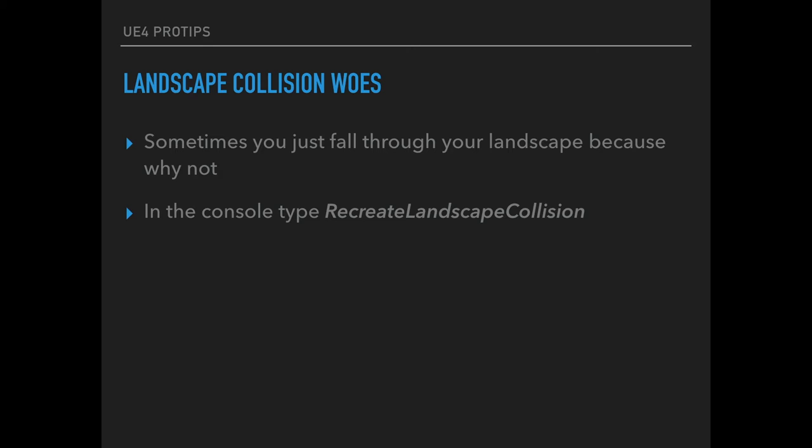Another way to fix it when it's doing that is you get out a landscape brush and you click and then you undo, and that forces the collision to regenerate and you won't fall through the world. It'll happen when the game is run if you're doing play in editor. Like if you just have the editor open and you hit the play button and then you're walking around, you can still fall through there too.